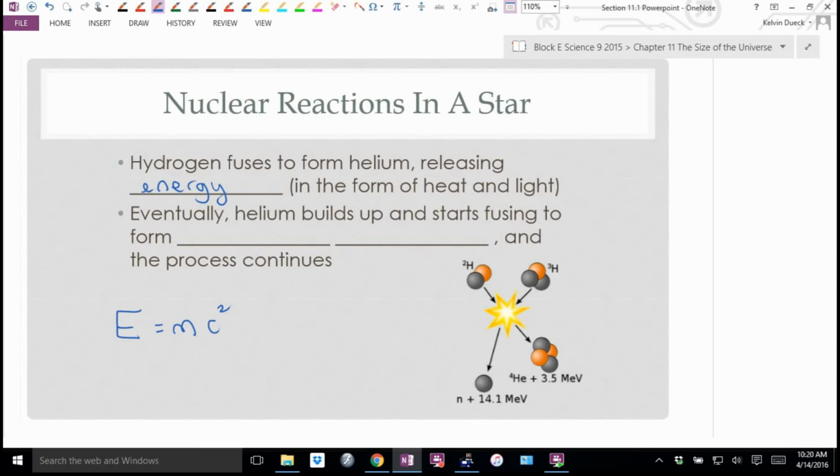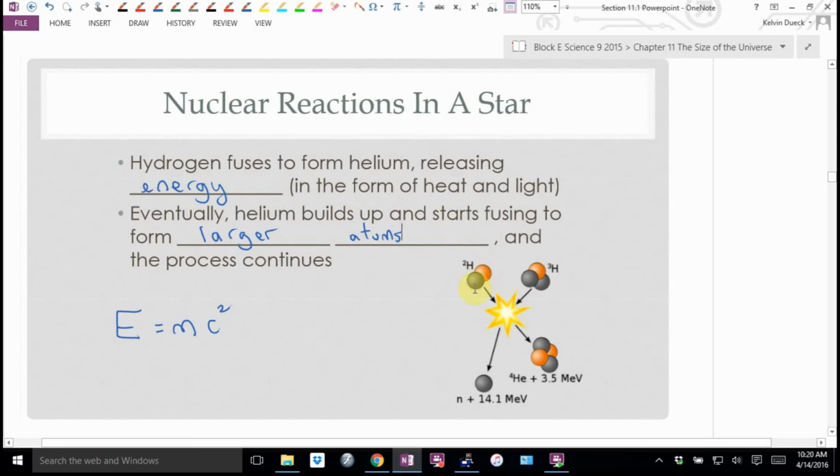Eventually, the helium builds up, and it starts fusing to form larger atoms. And the process continues. Okay?